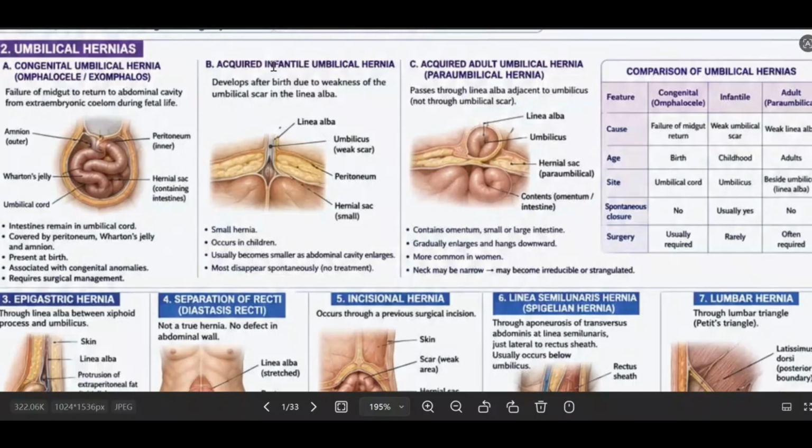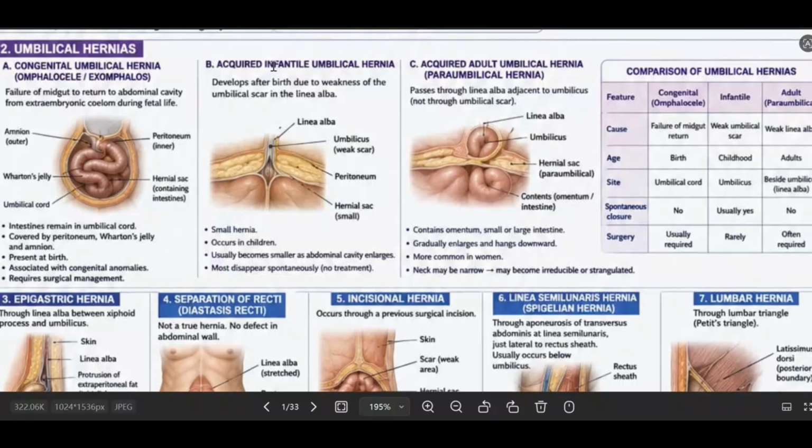Because when the baby is born, the umbilicus is cut here, and a scar is formed at the point where the umbilical cord was attached. Sometimes the structures or the hernia protrude out of that umbilical scar, and that is called the acquired infantile umbilical hernia. So what does our book state?